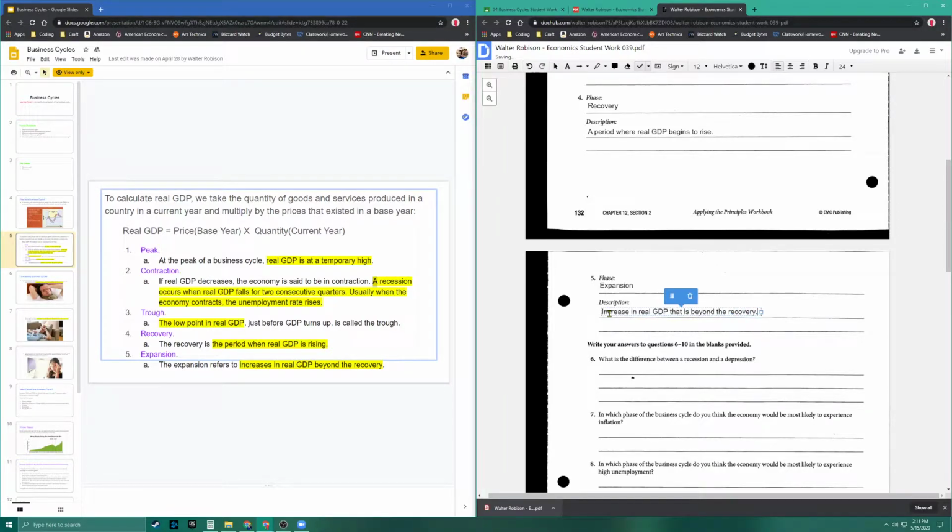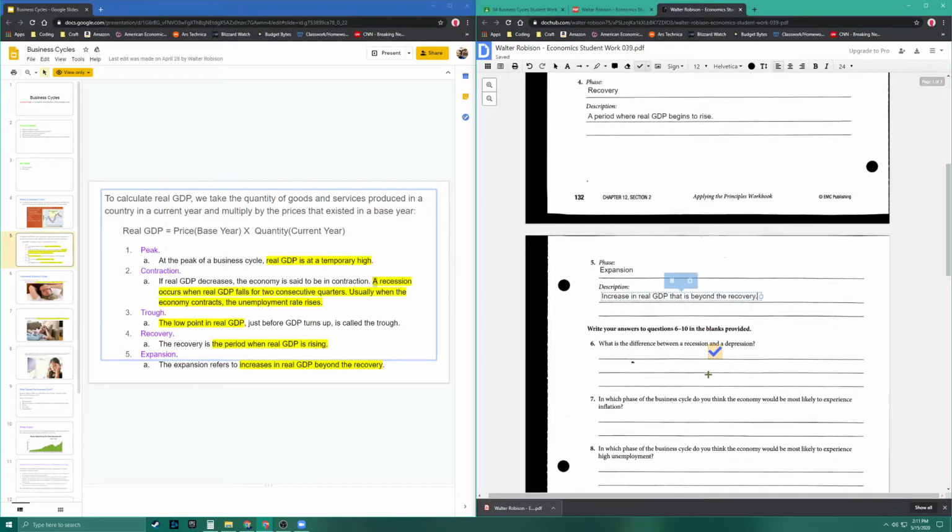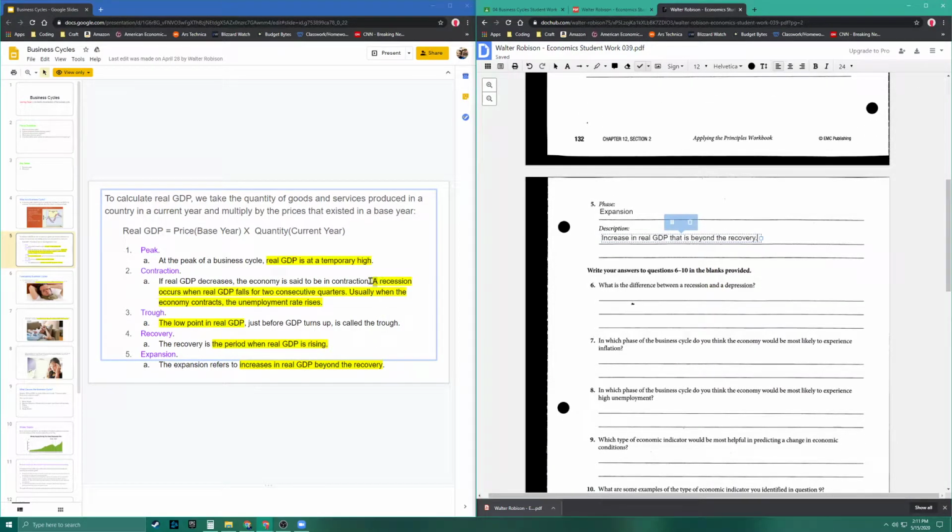All right, boom. So what's the difference between a recession and a depression? All right, so this is what a recession is. It's here on a contraction. So a recession occurs when real GDP falls for 2 consecutive quarters, for 6 months in a row. Okay. So I don't have check marks. Why is that on there? All right, there we go.